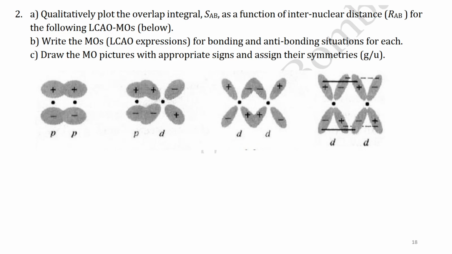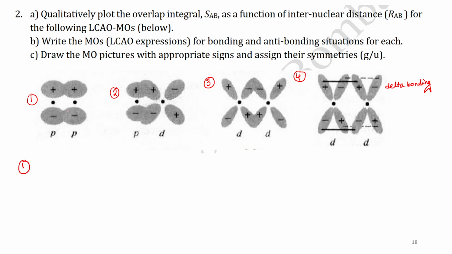So let me write, this is 1, this is 2, this is 3, and this is 4. Interestingly, these are p, p, p, d, d, d. These are also d, but they are not in the same plane. This is actually known as delta bonding of d orbitals. These are normal side-on overlaps. Now for the first case, let us see how the MO will look.